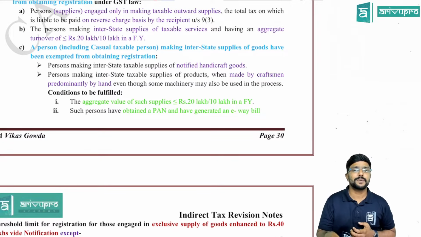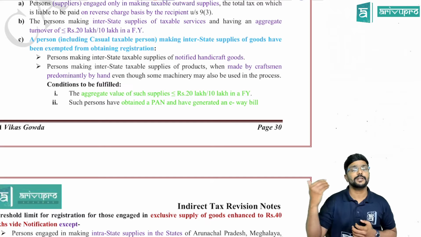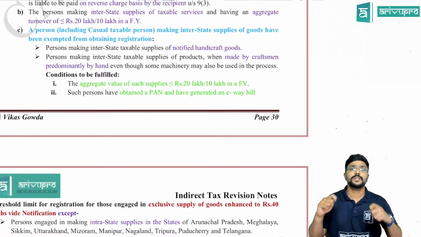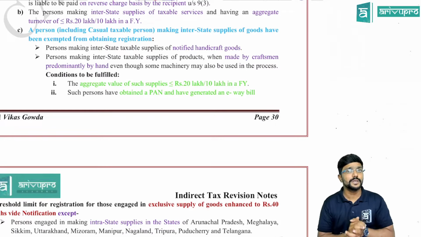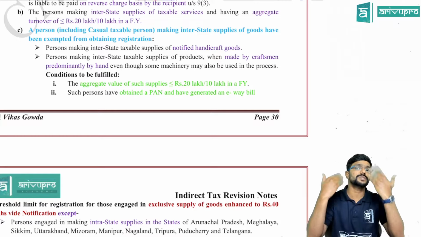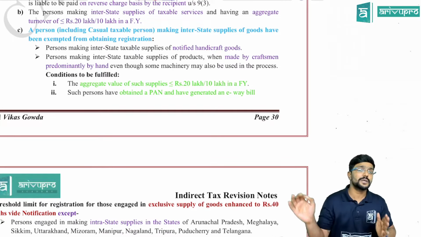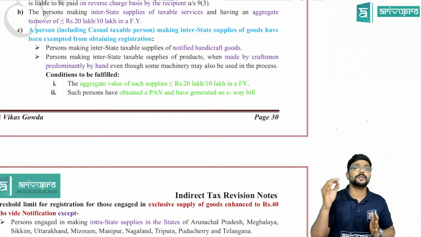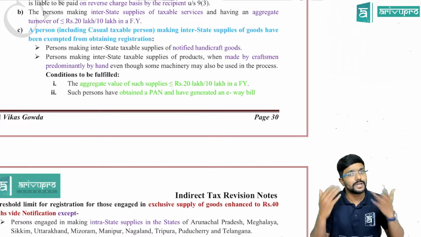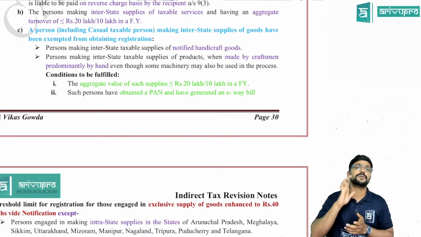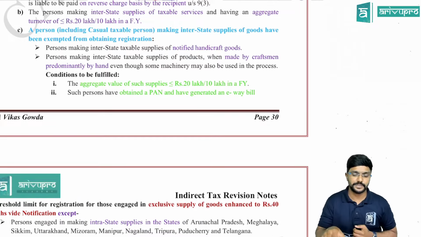Then a person supplying goods outside the state, including a casual taxable person, if those goods are notified handicraft goods, or goods made by the craftsman predominantly by hand, even though some machinery is used, even though those goods are sold outside the state, registration is not required provided the aggregate turnover is within the 20 lakh or 10 lakh limit. If the aggregate turnover crosses the 20 lakh or 10 lakh limit, yes, they have to get registered under GST.